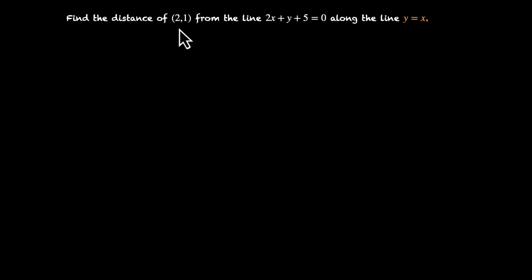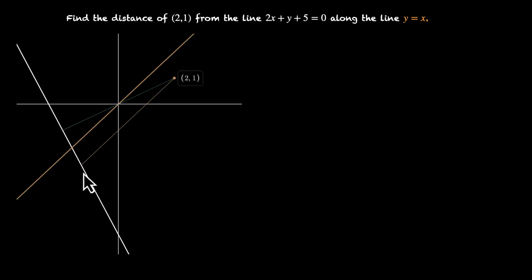Find the distance of (2, 1) from the line 2x + y + 5 = 0 along the line y = x. So we'll move along this line from (2, 1) towards 2x + y + 5 = 0 and find the distance. So how do we do this? Pause the video, think about it. Okay, let's do this together.